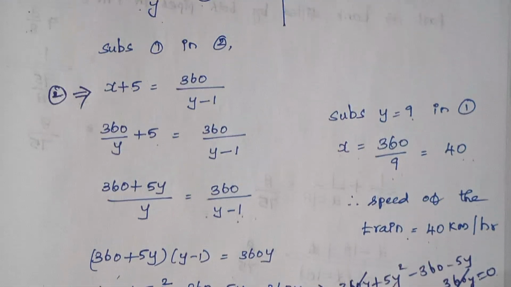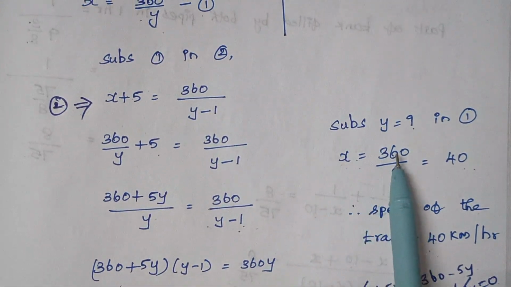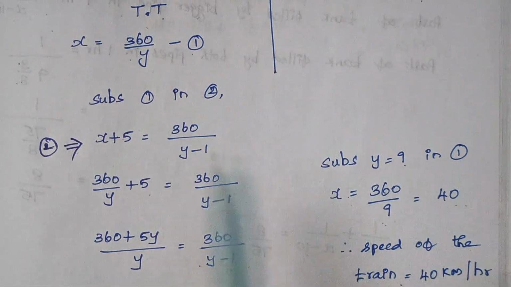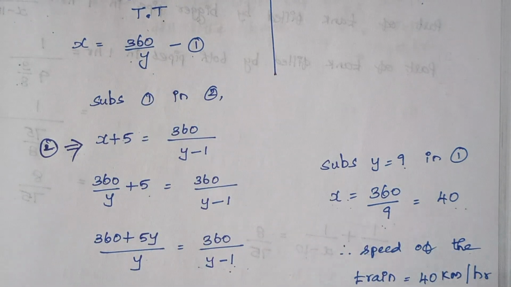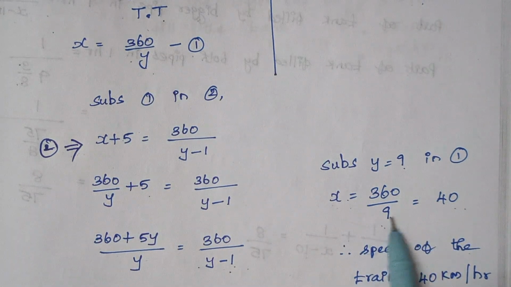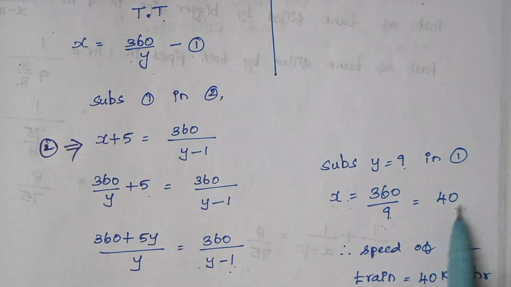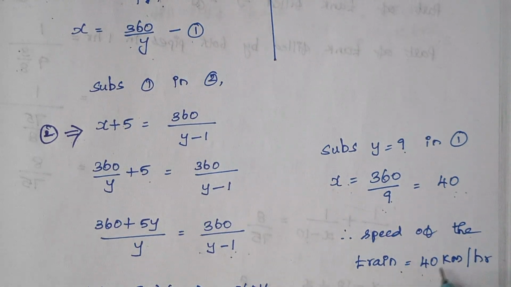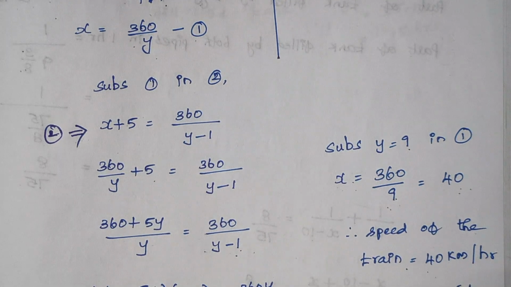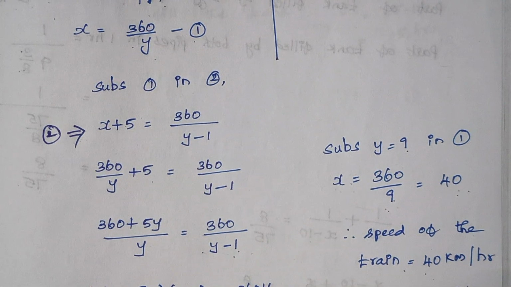So what about x? x is nothing but 360 by y. You see, this is the relationship. In the place of y, I am substituting 9, and now the value of x is 40. Therefore, the speed of the train is 40 km per hour. So this problem gets over here. We will proceed with our problem 9.